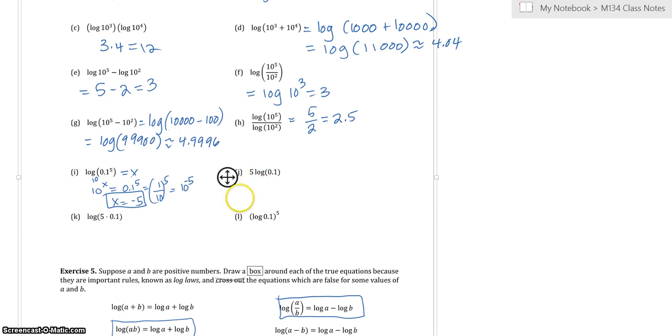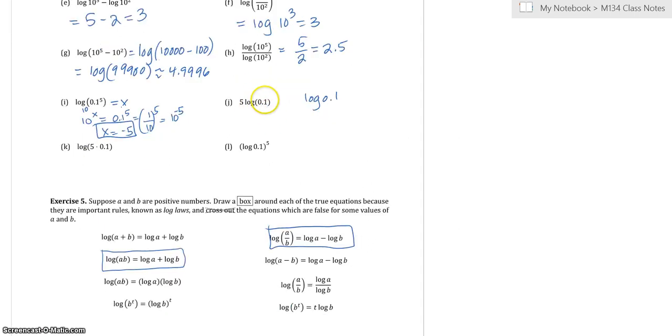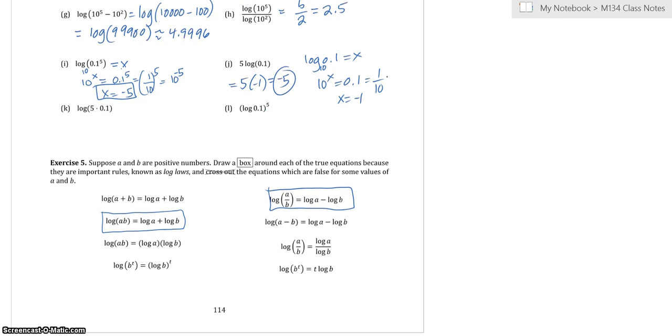What is this one? You can use your calculator, but I'll just attempt it by hand. There's an imaginary 10 there. I'm just going to figure out this one bit. So that would be 10 to what power is 0.1 or 1/10? That would be negative 1. So this would be X is negative 1. So that would be 5 times negative 1, which is also negative 5. They are the same. Which rule is that?